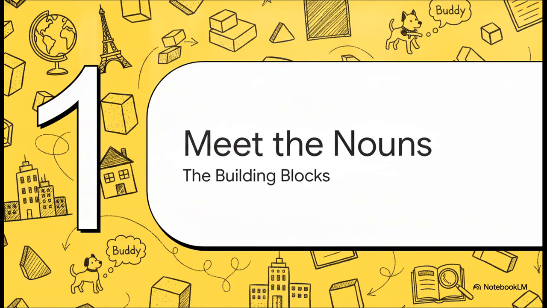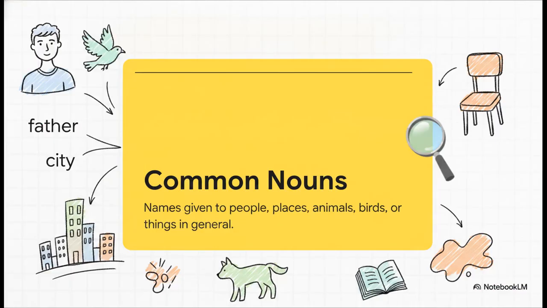All right, let's kick things off with Section 1, Meet the Nouns, our building blocks. Before we can really play the game, we gotta know the pieces on the board, right? So let's set up the basic definitions. First up, the common noun. The textbook defines these as names given to people, places, animals, birds, or things in general. Think of these as your broad, everyday categories. You know, when you use words like father, bird, or city, you're casting a really wide net. You aren't pointing to anyone or anything specific. You're just naming the general type of thing you're talking about.